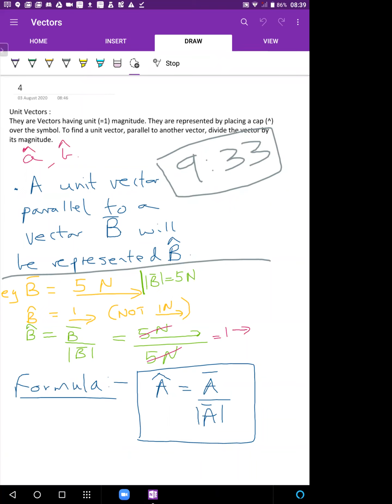Unit vectors. What are unit vectors? These are vectors having unit magnitude. There's a common word used in physics: whenever you see the word unit magnitude, we normally imply 1. So unit magnitude means magnitude equal to 1.